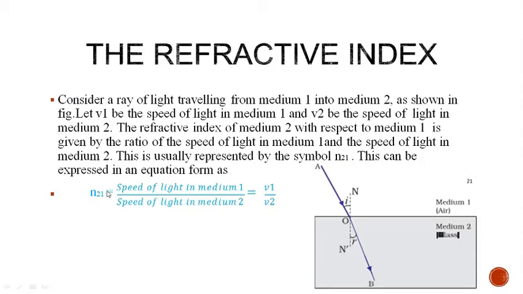The refractive index of medium 2 with respect to medium 1 will be the ratio of the speed of light in medium 1 to the speed of light in medium 2. We can represent this by this equation: n21 = speed of light in medium 1 divided by speed of light in medium 2, that is v1 upon v2. So this is the refractive index of medium 2, that is glass, with respect to medium 1, that is air. Please remember this.